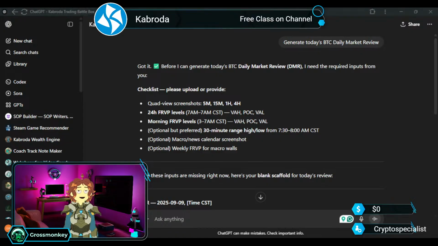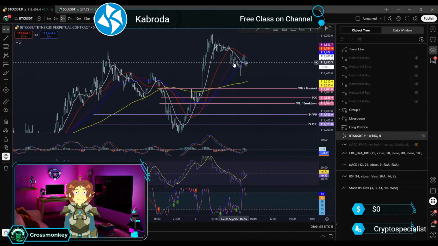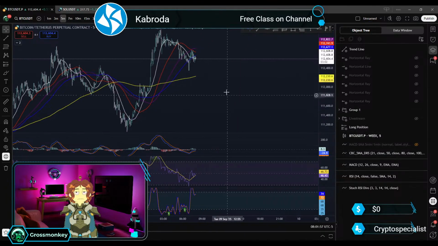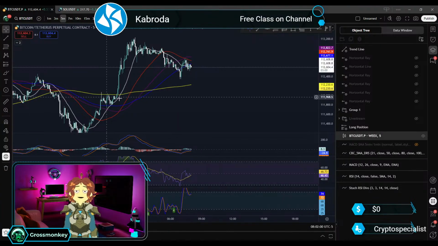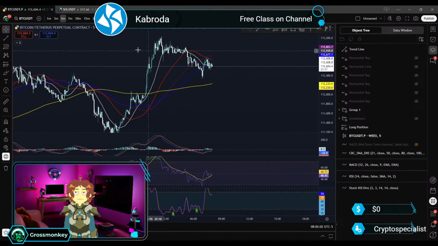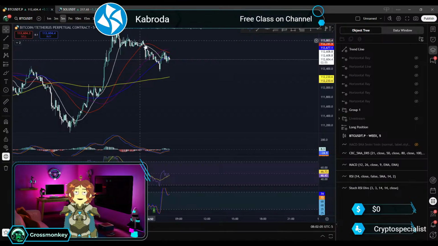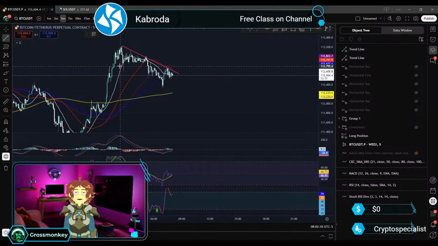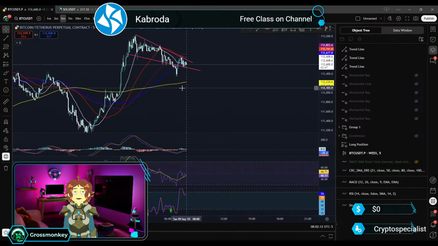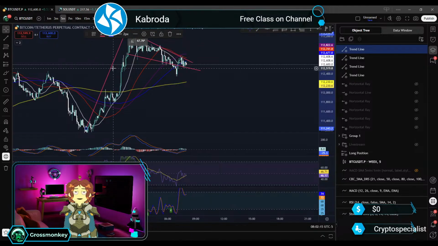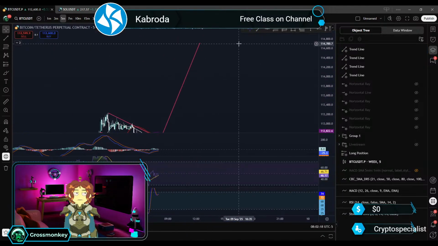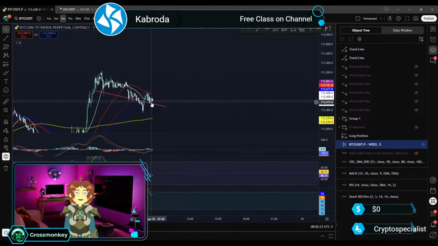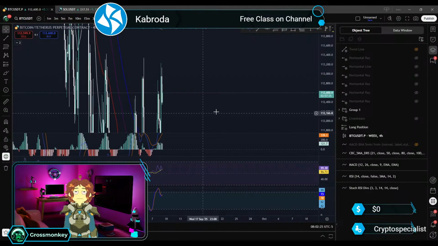So head back to TradingView. I'm going to go ahead and take my lines off for right now. And we do have this nice flag forming right here on the 5 minute. As you can see, something like this. That'd put us at 114.5 or so. But get those screenshots first.